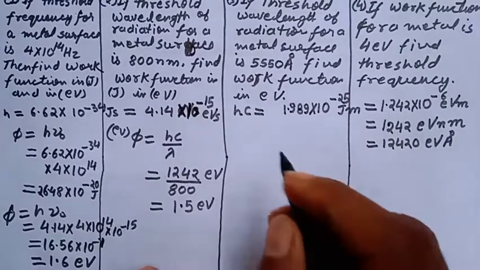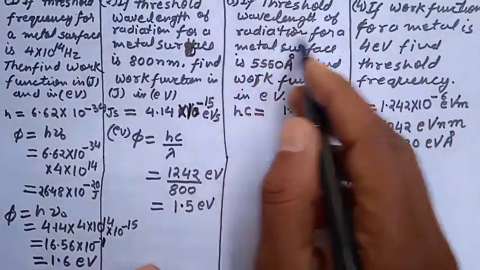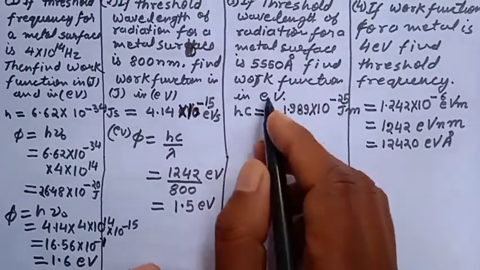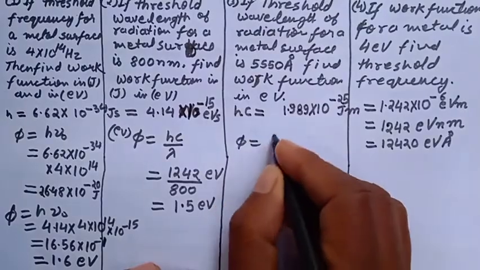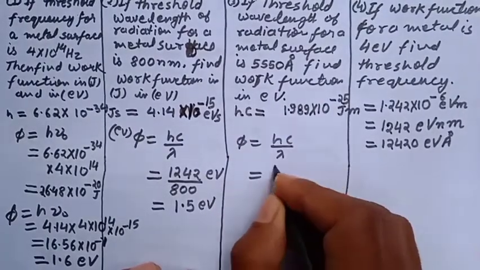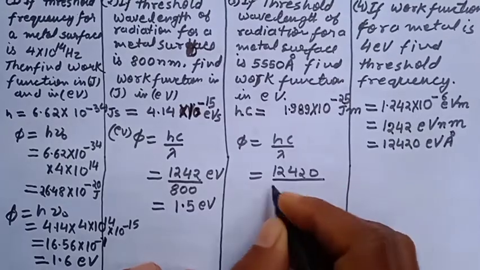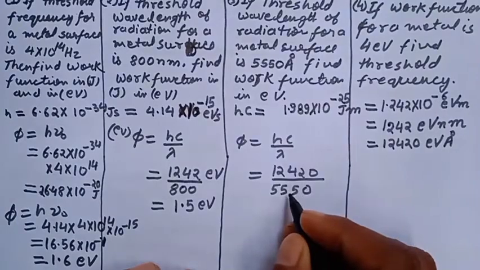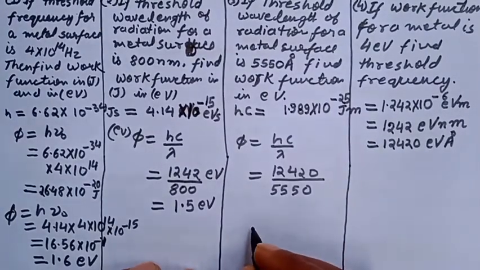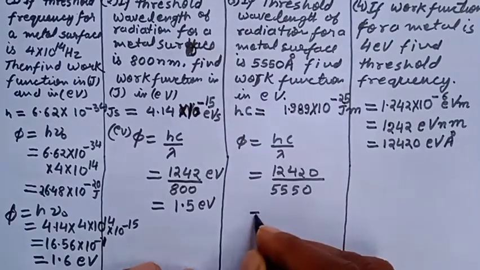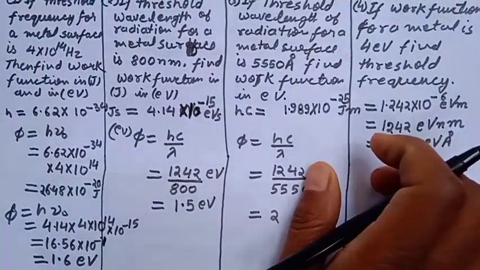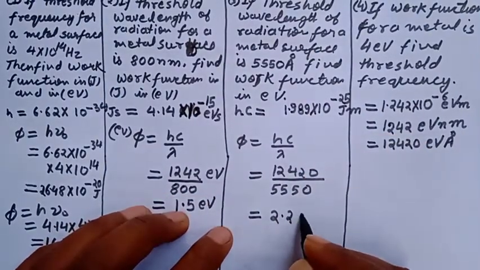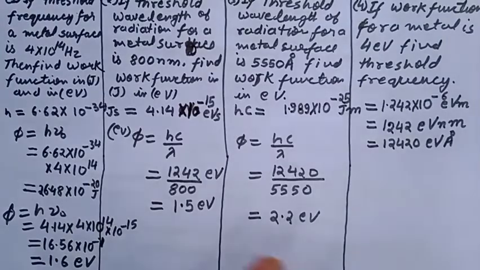So now this one, the threshold wavelength of the metal surface. Okay, so here this value will be used. Once again I'm using it for the electron volt part only. So phi equal to hc by lambda, and hc is 12,420 upon 5550, and the zeros will get cancelled. 5555, do you know the table of this? I'm doing a rough, approximate calculation, so my answer can be okay, and you can do it in a correct way so you can get it easily.